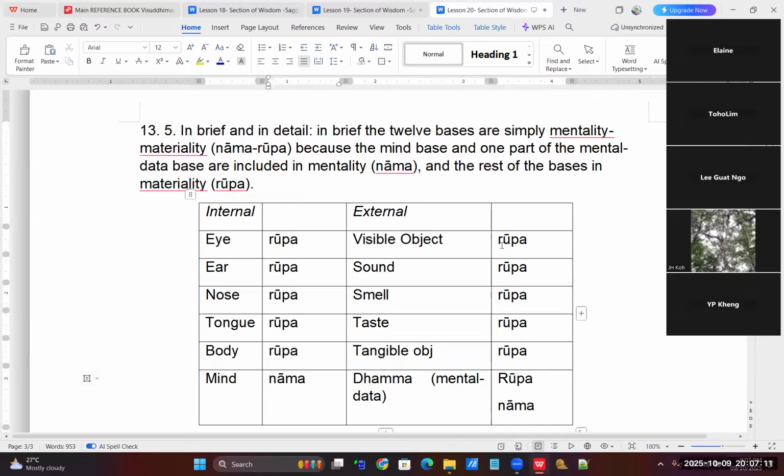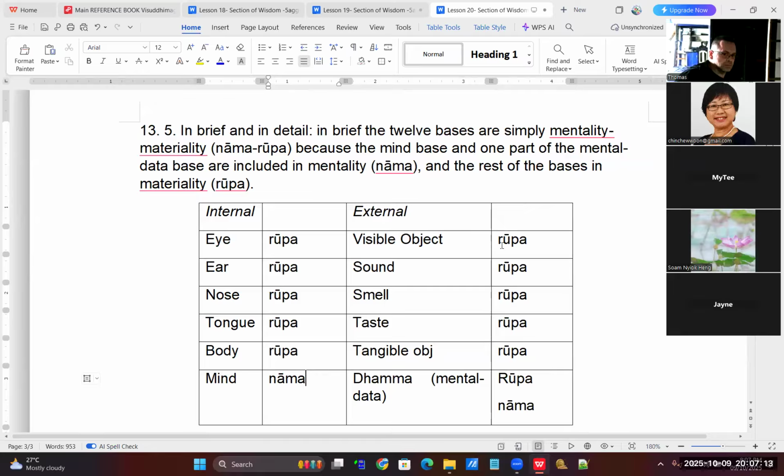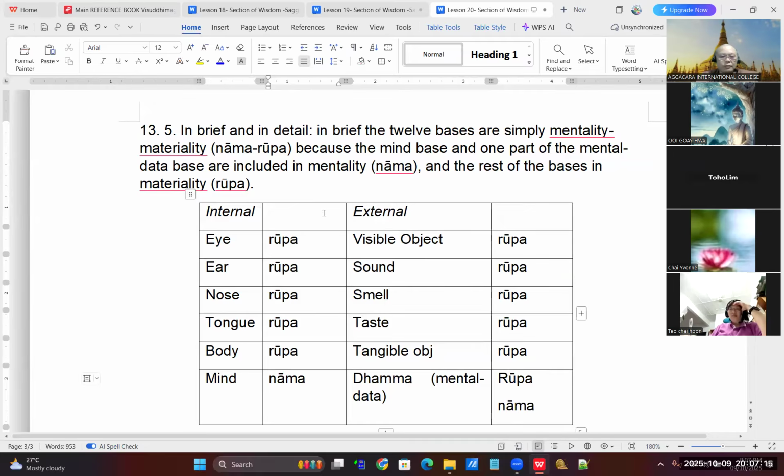I mean, just try to see which is nama and rupa according to this statement. All right. So it's easy. This means that the 5 sense bases and 5 sense objects are under rupa. And then the dhamma is under rupa and nama.